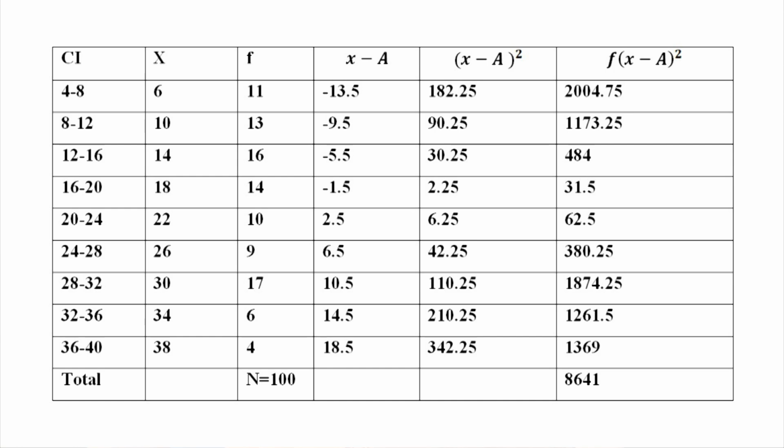Then, multiply the values of column 5 with the frequency values in column 3. The values are 2004.75, 1173.25, 484, 31.5, 62.5, 380.25, 1874.25, 1261.5, 1369, which are entered in column 6.